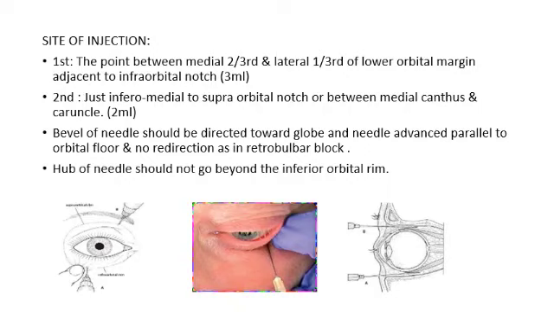The bevel of the needle should be directed towards the globe and the needle advanced parallel to the orbital floor, and no redirection is required as in a retrobulbar block. The hub of the needle should not go beyond the inferior orbital rim.